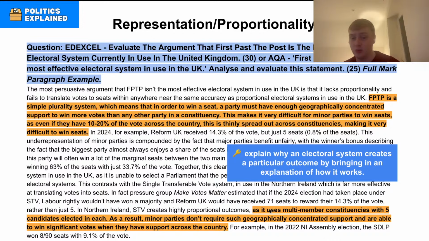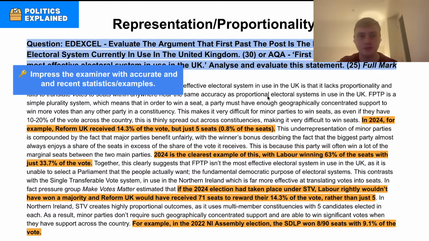STV creates highly proportional outcomes, but we've not just stated that, we're explaining why and using the electoral system to explain why, as it uses multi-member constituencies with 5 candidates elected in each. As a result, minor parties don't require such geographically concentrated support and are able to win significant votes when they have support across the country. And that's really comparing it directly with first past the post as well.